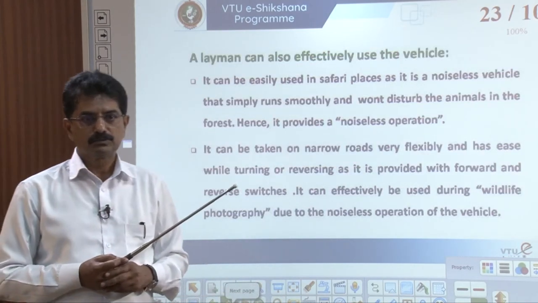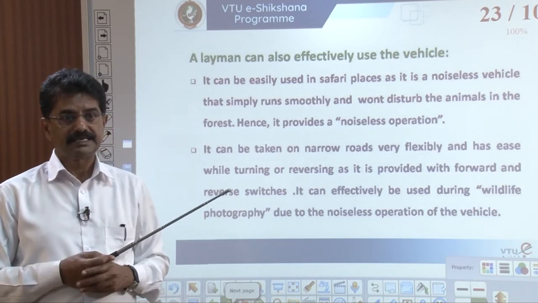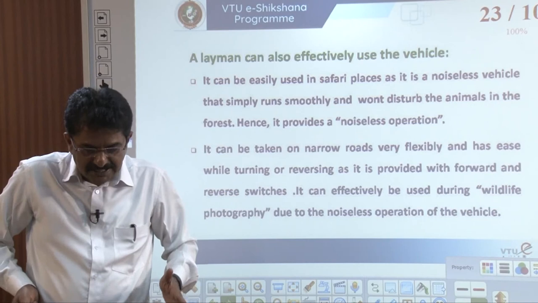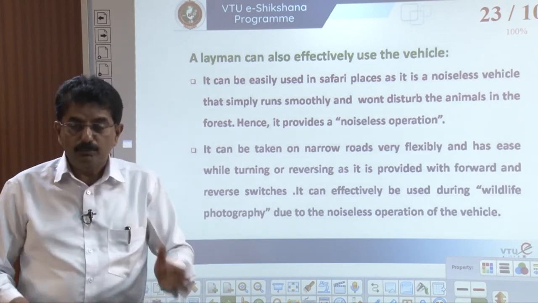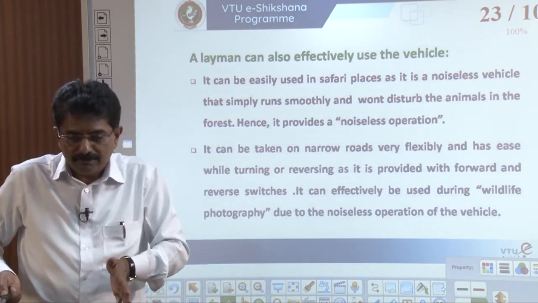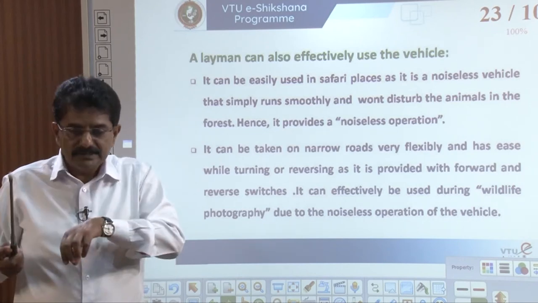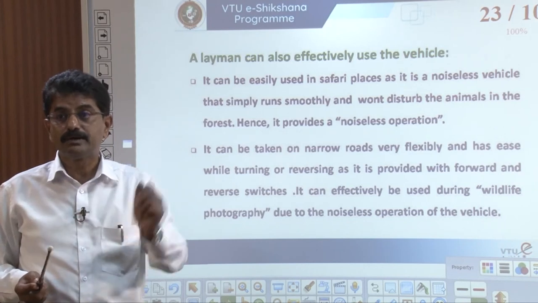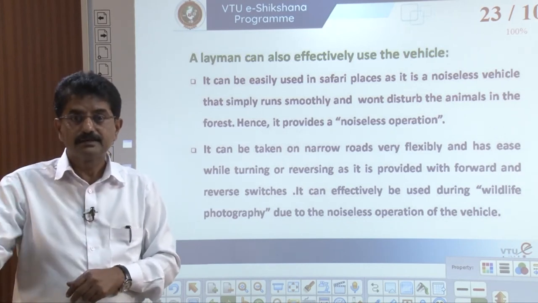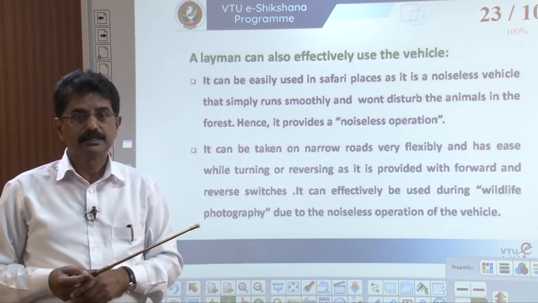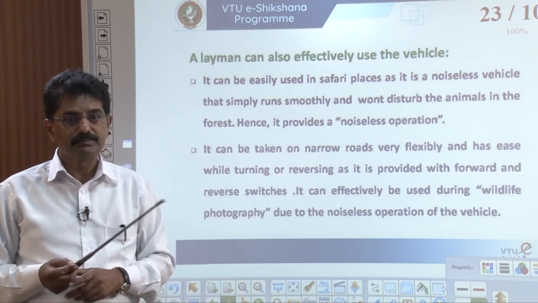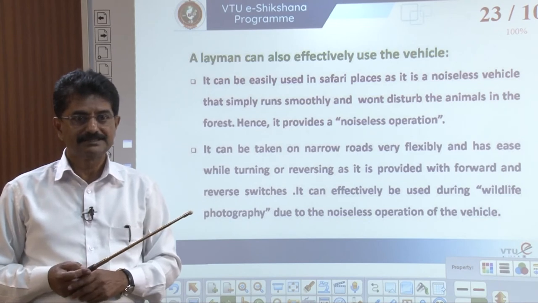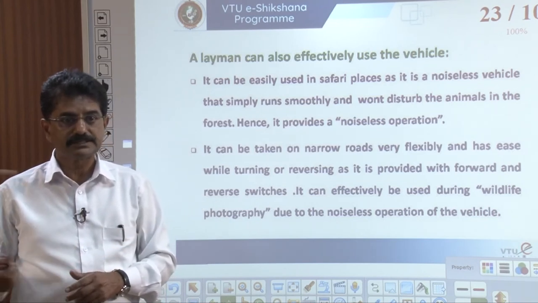A layman can also effectively use the vehicle. It can be easily used in safari places. When we drive the electric vehicle in narrow places, even in the forest, we can easily drive without disturbing the animals or the birds. It is a noiseless vehicle that simply runs smoothly and won't disturb the animals in the forest. Hence, it provides noiseless operation.